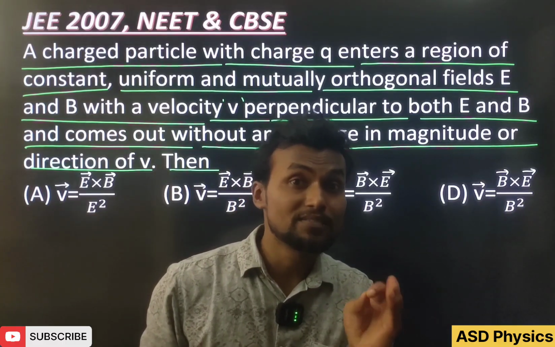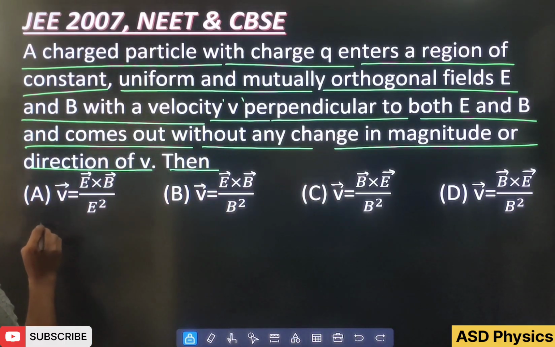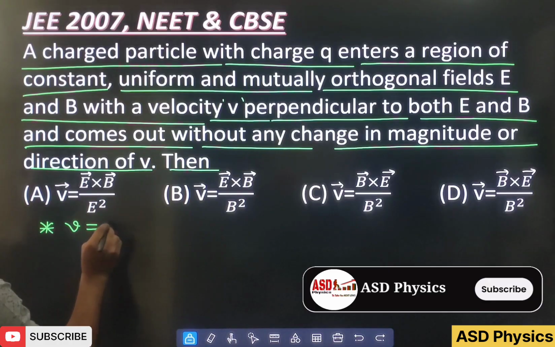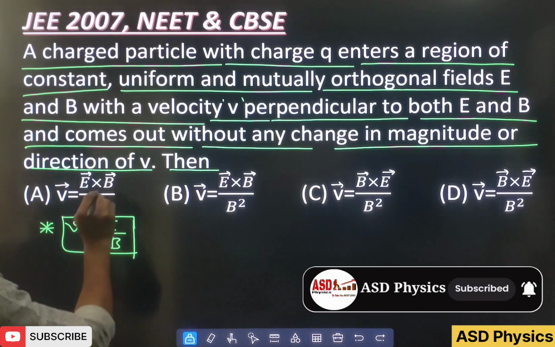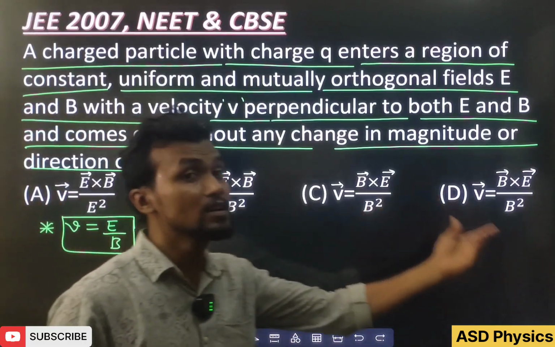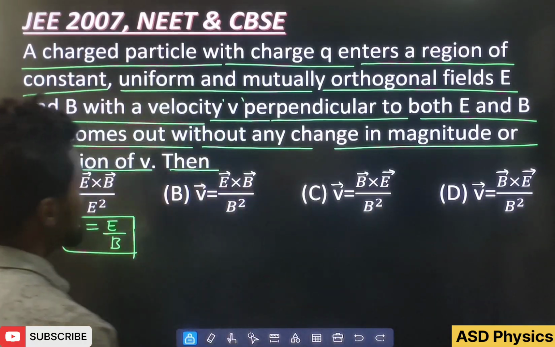That means it is moving in which direction? It is moving in a straight line direction. Okay. And for that, what I have taught you, the formula should come V equal to E by B. But here we have to write it in which form? We have to write it in vector form. Okay. So students, remember that.